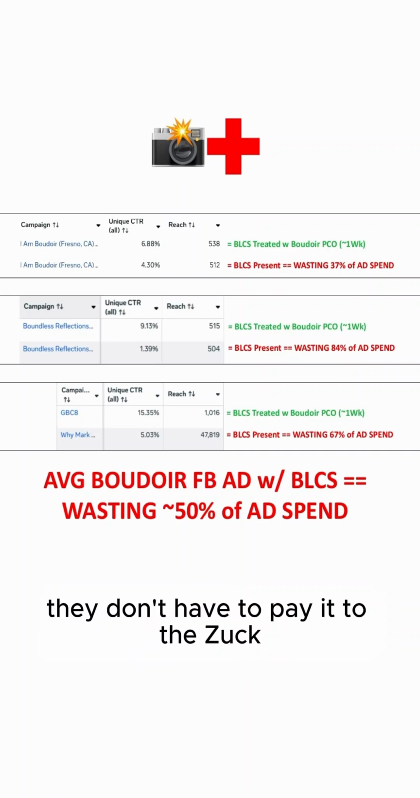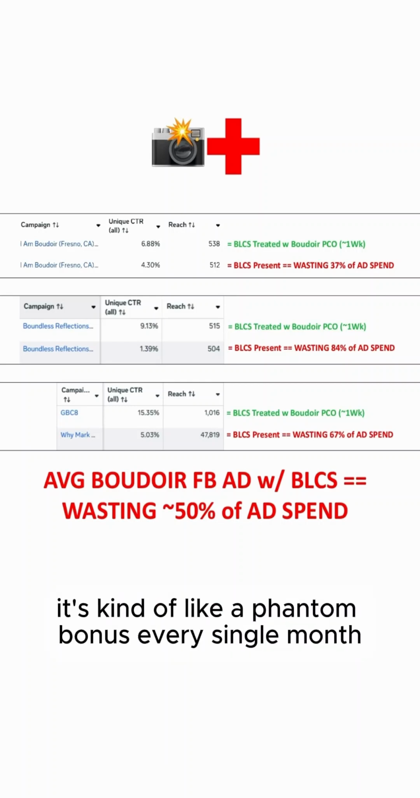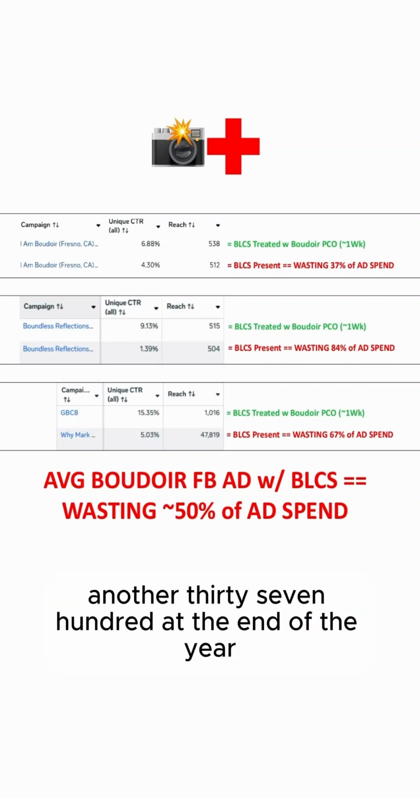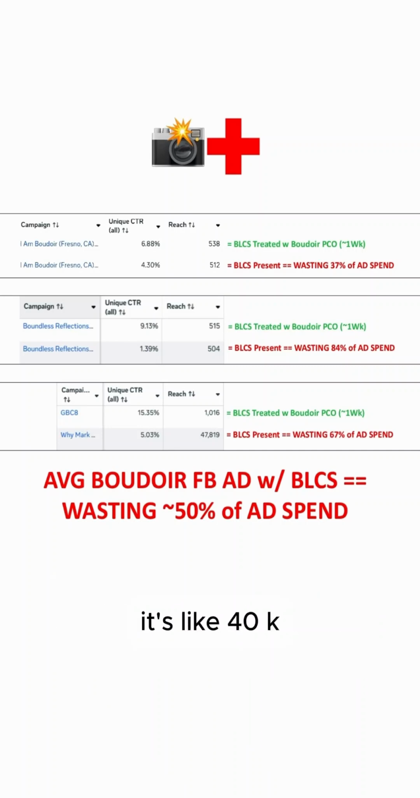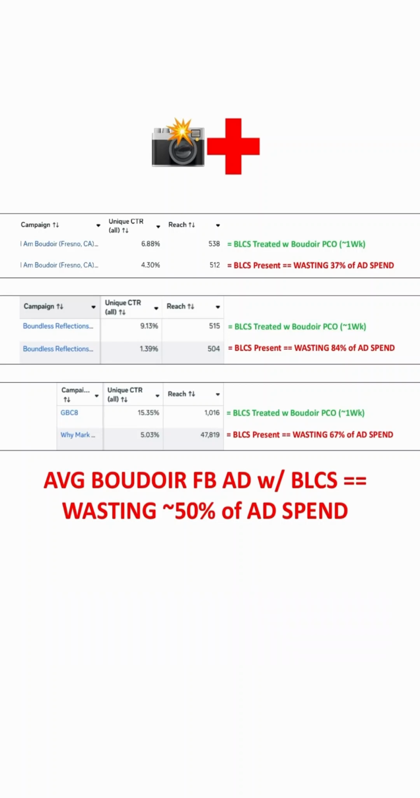They don't have to pay it to the Zuck. It's kind of like a phantom bonus every single month. $3,700, $3,700, another $3,700. At the end of the year, it's like $40K. Literally for no extra effort, simply by being more efficient with their Boudoir Facebook ad spend.